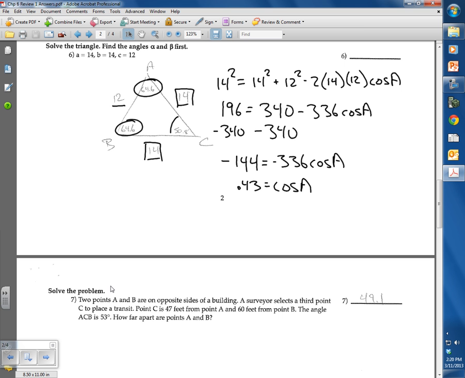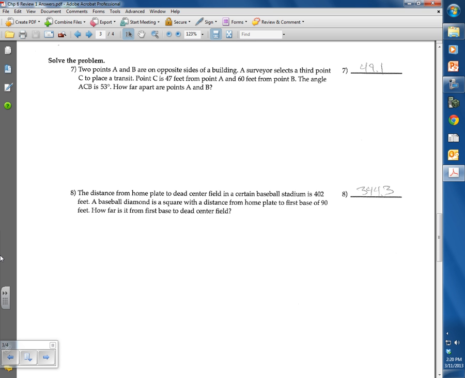All right, problem 7. Two points A and B, opposite sides of a building. A and B. Surveyor selects a third point, C, to place a transit. So we're going to put a C somewhere over here. And point C is 47 from A.